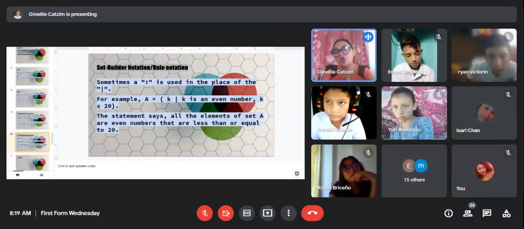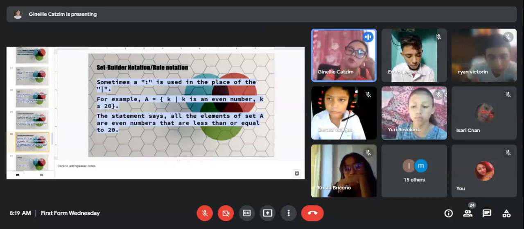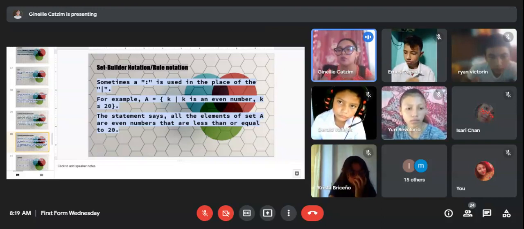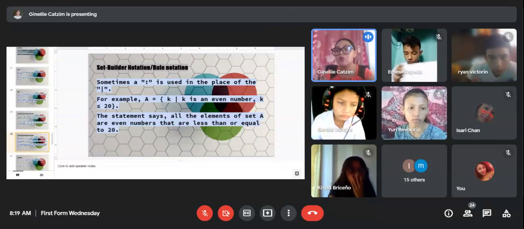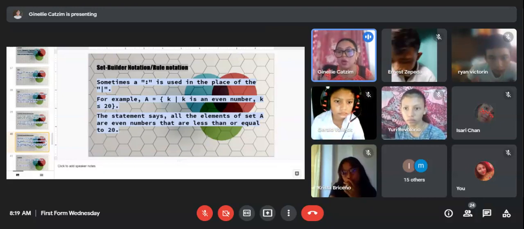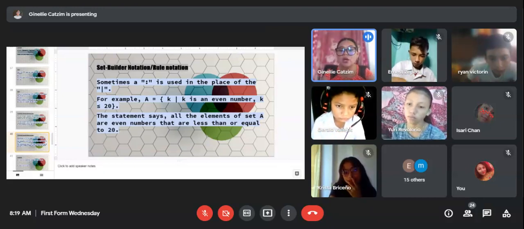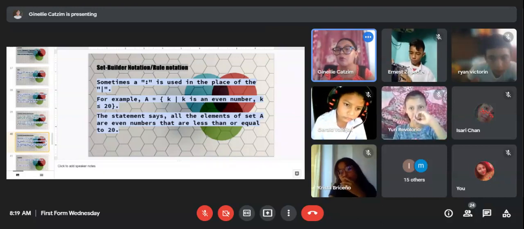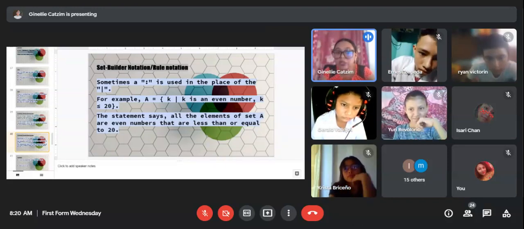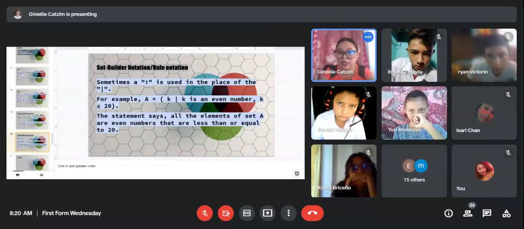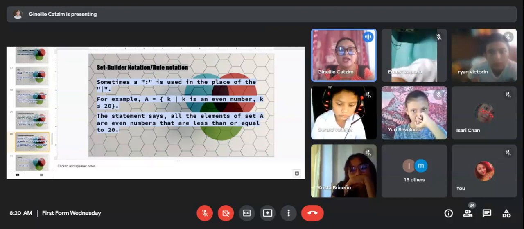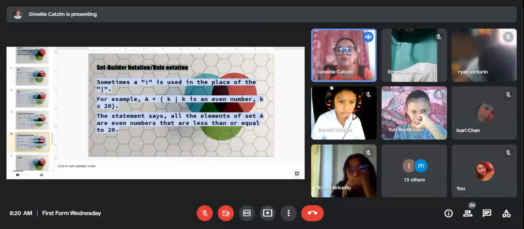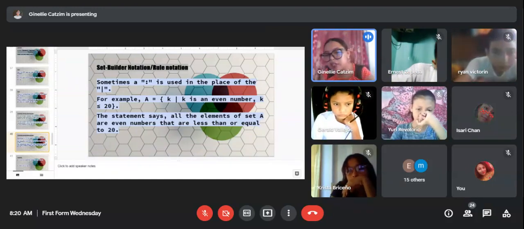If you have trouble writing the set, like the last part, K is less than or equal to 20, I suggest you write it in words. Why? Because if you are not that well acquainted with that notation, then you will end up confusing yourself. So if you know that you cannot write it like that, then just write words. Write K is less than or equal to 20, like I have at the bottom, right?